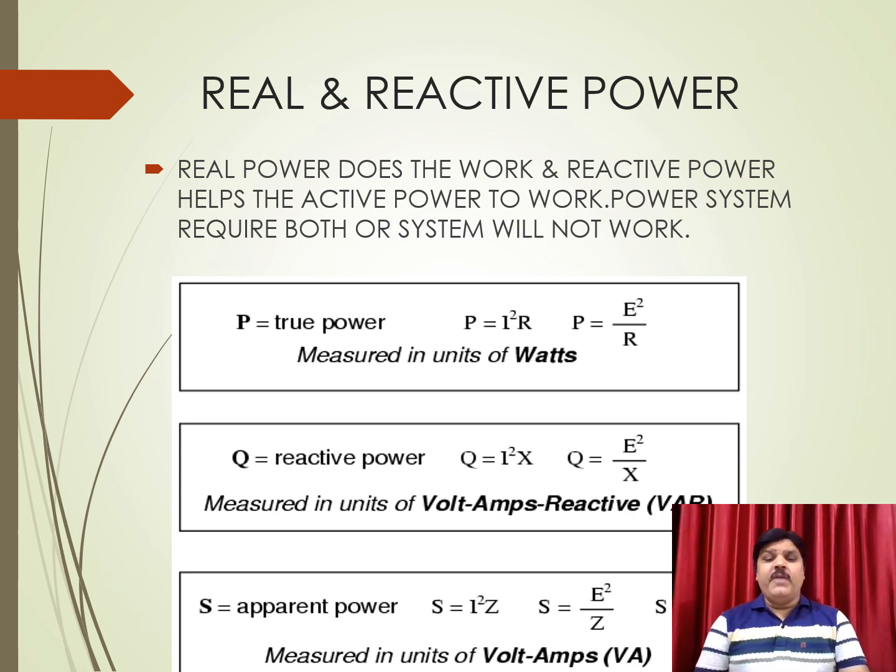Active power is denoted by P and measured in watts, that is P is equal to I square R. Similarly, reactive power is denoted by Q, which is equal to I square into X, where X is the total reactance of the system and I is the current in the system. It is measured in VARs or MVARs, and total power is equal to the square root of P square plus Q square, measured in VA or MVA.